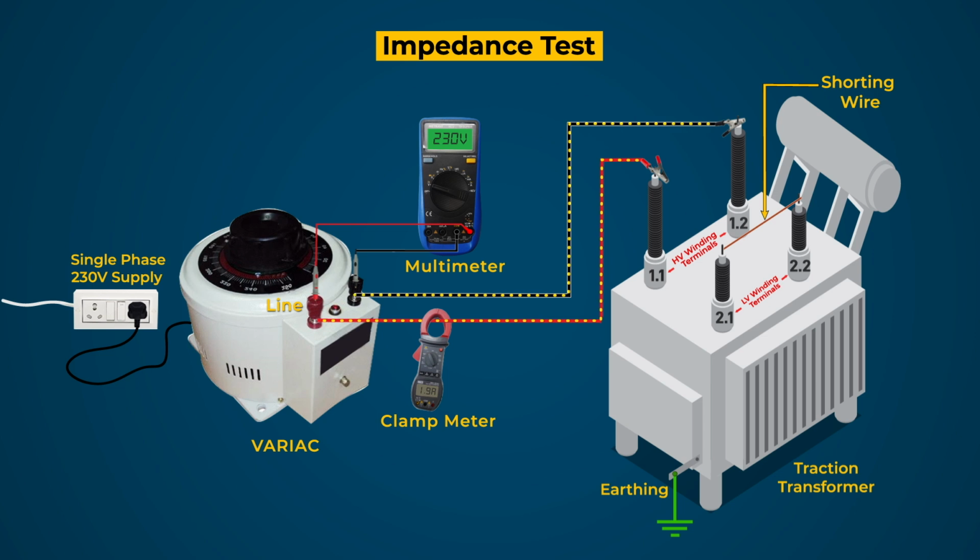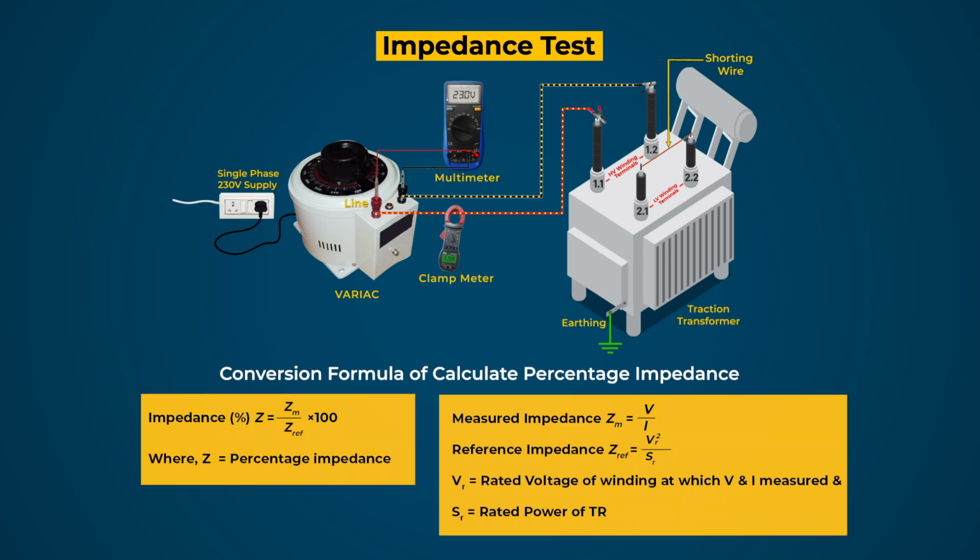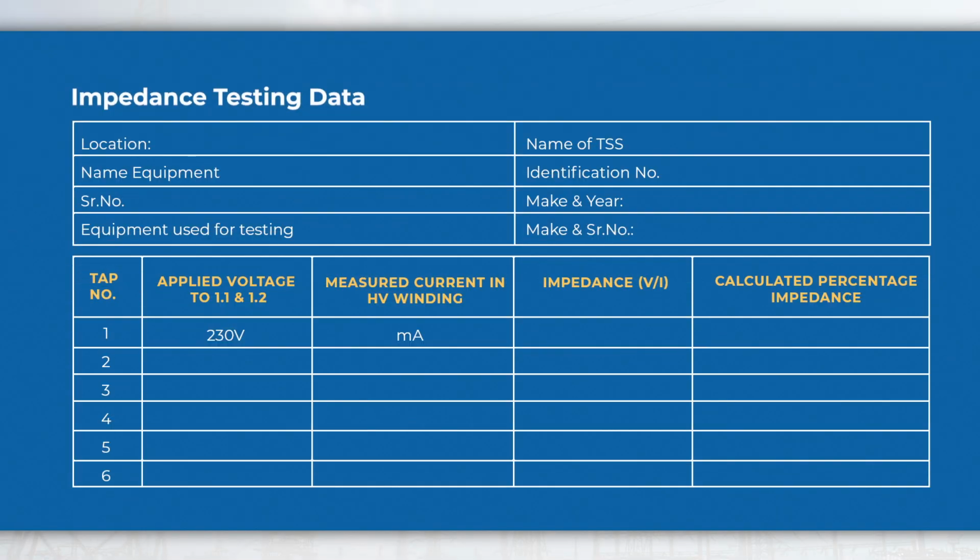As LV is kept shorted, the current flowing in the HV winding is measured by a clamp meter or ammeter connected. Finally, with the help of measured voltage and current on the same side of winding, calculate the impedance and convert it to percentage impedance, with the help of the conversion formula as shown here. Testing data may be recorded in this format for further investigation and future reference.